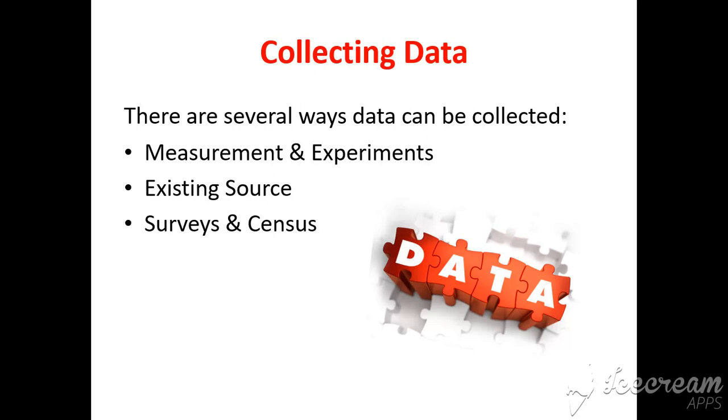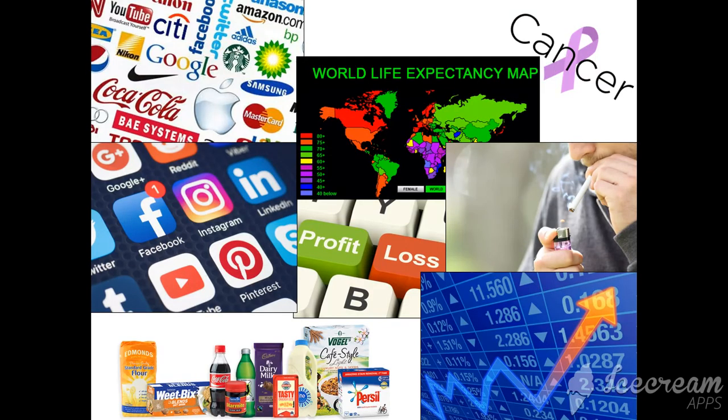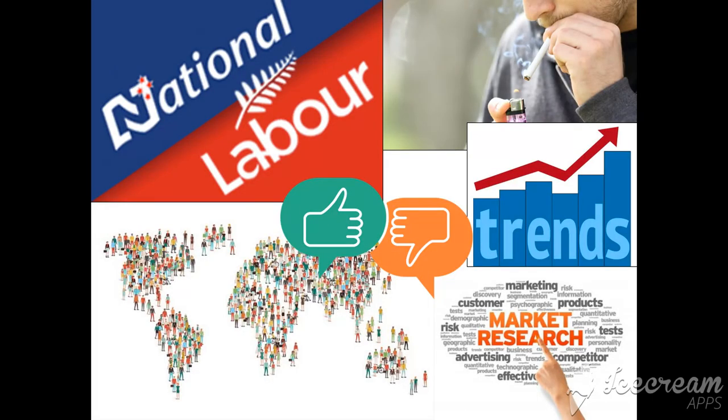Okay, several ways we can collect data: measurement and experiments, existing source, and surveys and census. So for measurements and experiments, we've talked about some of these ideas in the last video. All these different types of investigations will need to go and measure or perform experiments to gather data. For existing source, we'd gather data from companies or from the government or from retail shops about whatever we need to gather. And from surveys and census, we'd have to set up our surveys or our census questions and then go out and collect that data by asking people.